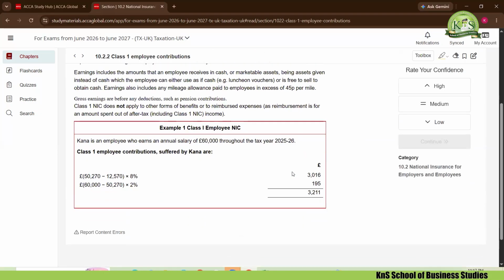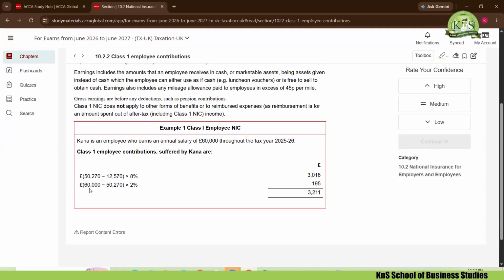I'm directly coming here. See how it is done. This will be given to you in your tax table. No need to learn. Application is similar to how you do the income tax labs questions. So Kana is an employee who earns an annual salary of 60,000. Now, how will you tax this 60,000? So 0 till 50,000.